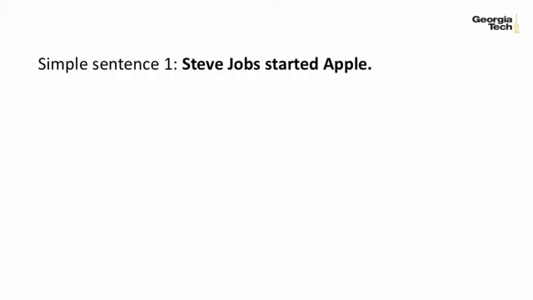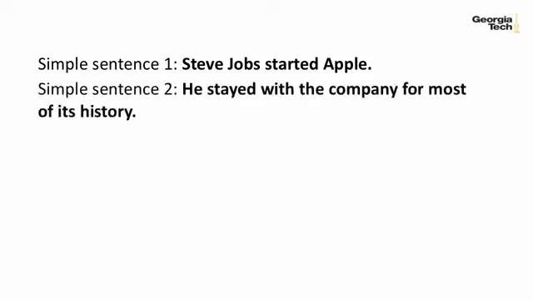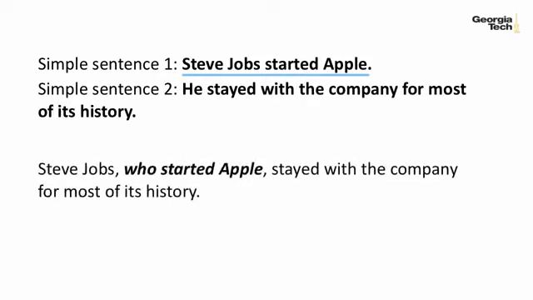Let's try another one. Steve Jobs started Apple. He stayed with the company for most of its history. In this case, let's try making the first sentence an adjective clause. Here is what it would look like. Steve Jobs, who started Apple, stayed with the company for most of its history. For this adjective clause, we're going to use the word who because it's describing a person. Why don't you try it on your own this time?